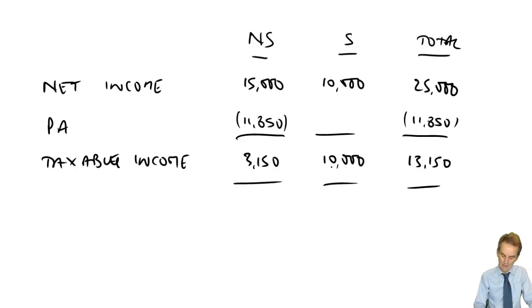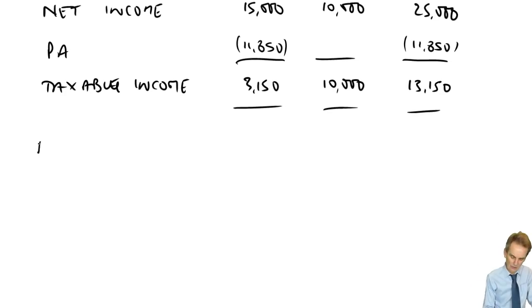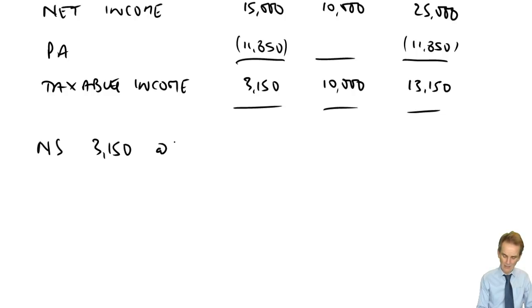Now then, the process. Non-savings taxable income to be taxed first. Is it less than £34,500? Yes, it is. It is only £3,150, and that therefore means it will be taxed at 20%. It's all very obviously within the basic rate band. But then we've got savings income coming in. Some £10,000 of taxable savings income.